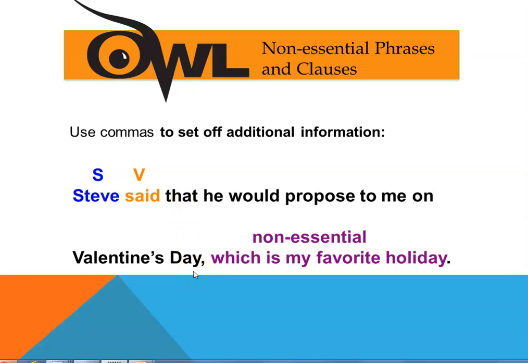What is the main point of the sentence that's being conveyed here? That Steve will propose on Valentine's Day. Do we need to know that it is the writer's favorite holiday to understand the main point? No. We could delete this completely, and all the information we really need that's essential to the meaning of this main clause is still being conveyed. And the fact that it's the writer's favorite holiday, it's an interesting side note, but it's not crucial to understand the meaning of the sentence. So hopefully that makes sense. So because of that, we use a comma here to indicate that it's not essential.